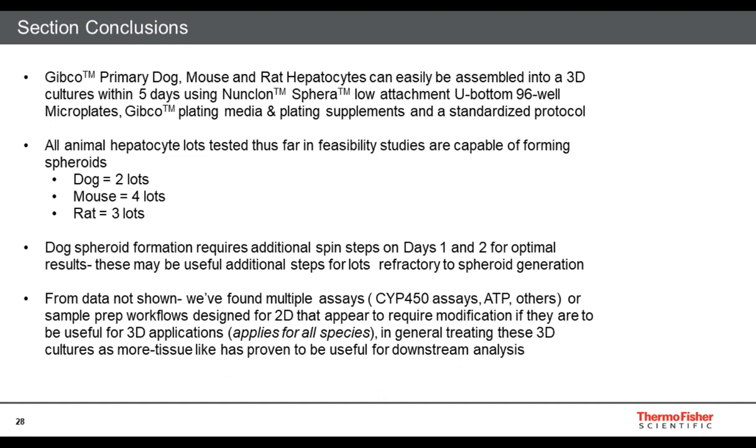As I mentioned in an earlier slide, the dog hepatic spheroid formation does require a harder and longer centrifugation speed on the day of seeding, and then also additional centrifugations on days 1 and 2 for optimal results of forming spheroids. I think this is an important point to think about, as these additional steps might be useful in other lots that are difficult to form spheroids.